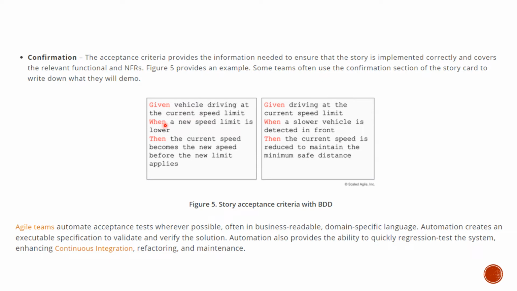For the vehicle story we have seen, some of the acceptance criteria: given the vehicle is driving at the current speed limit, when a new speed limit is lower, then the current speed becomes the new speed before the new limit applies. So the vehicle is driving at a particular speed and it finds a new, lower speed limit. The current speed should become the new speed. That's one acceptance criterion. Another: given that the vehicle is driving at the current speed limit, when a slower vehicle is detected in front, the current speed is reduced to maintain the minimum safe distance. Simply and nicely written acceptance criteria. You can write as many acceptance criteria for a story as needed to give a better validation mechanism.